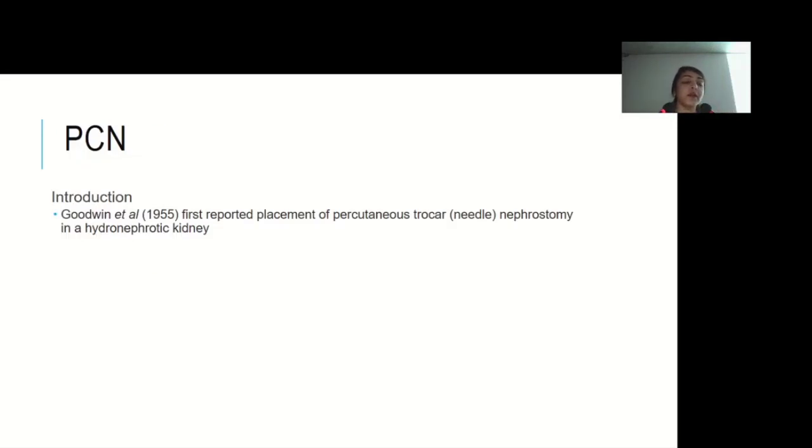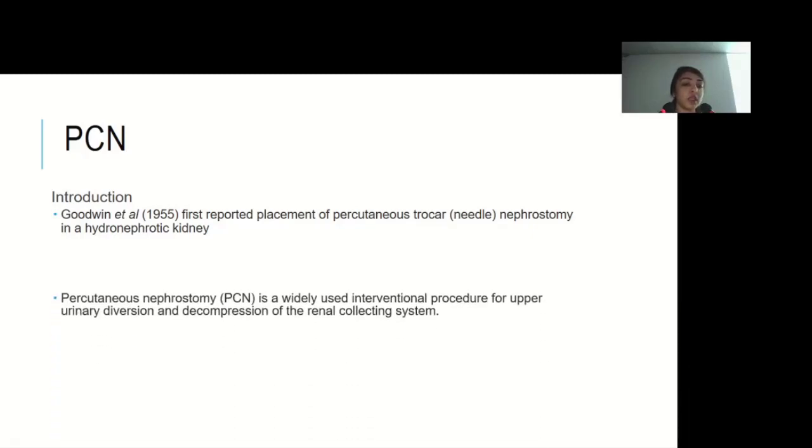Starting with the percutaneous nephrostomy, Goodwin et al. in 1955 first placed a percutaneous tube in a hydronephrotic kidney. It is basically an interventional procedure which is used to divert and decompress the kidney.